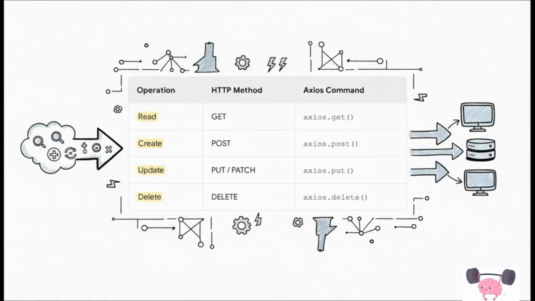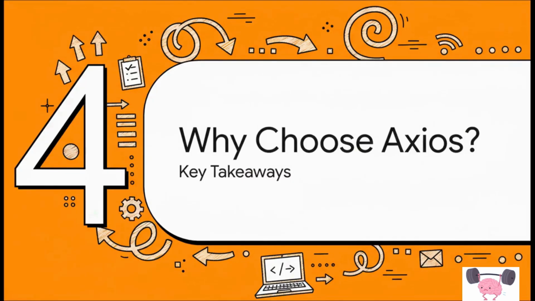Every core data operation, read, create, update, delete, it maps directly to an HTTP method you already know and a totally intuitive Axios command. It's this one-to-one clarity that makes Axios code so easy to read and understand. So, after seeing it in action, let's bring it all home and summarize exactly why you might want to reach for Axios on your next React project.